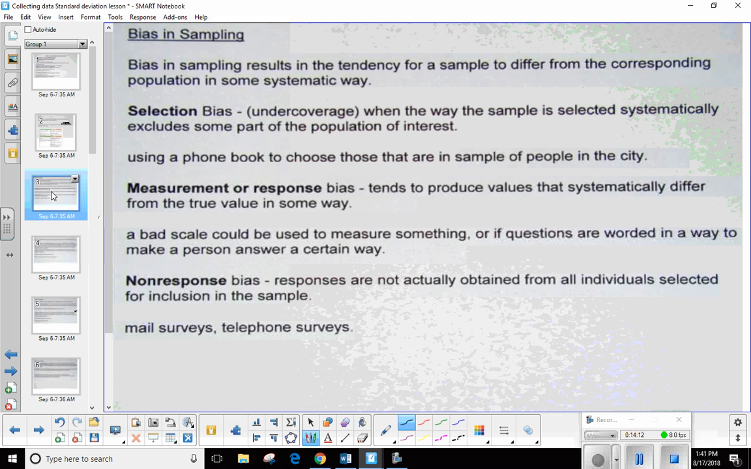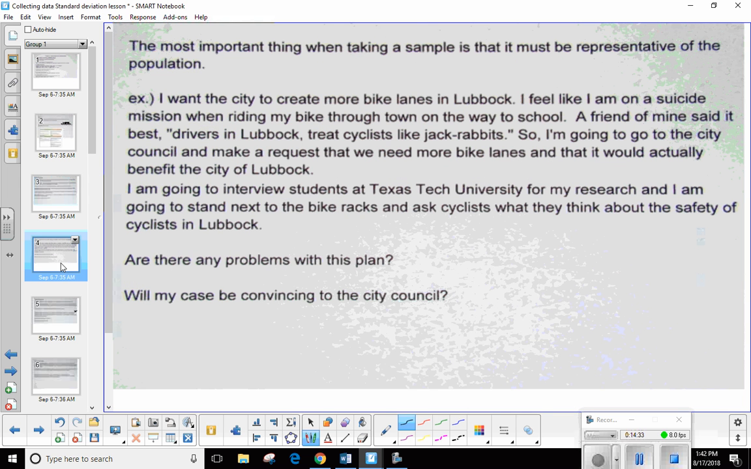There's also another one that comes up. It's mentioned here, but I didn't list it here as a bias. Convenience bias is when you would just, say, talk to your friends in collecting data, but you're not talking to anybody that you don't know. That's another one that could come up. And what falls under those categories: mail surveys, telephone surveys, somebody will randomly call your house, you know. The most important thing when taking a sample is that it must be representative of the population.